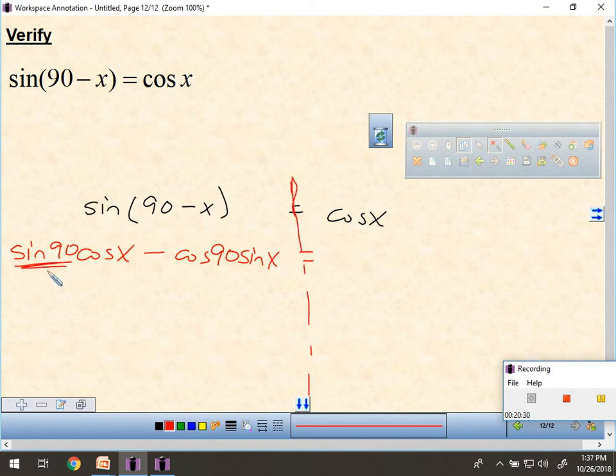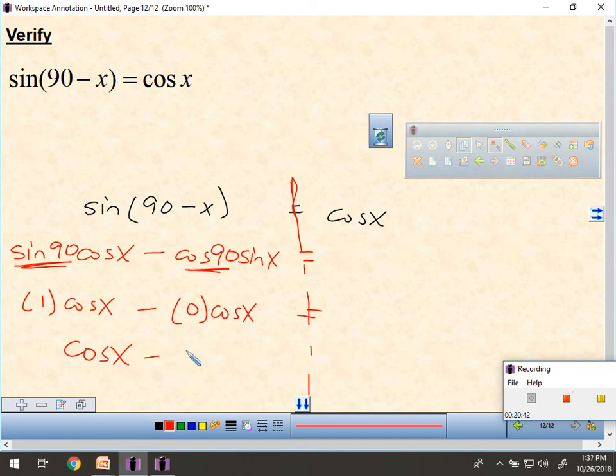Well, if you plug in sine of 90 in your calculator, it will give you 1. If you plug in cosine of 90 in your calculator, it'll give you 0. And so then 1 times cosine of x is cosine of x. 0 times cosine is 0. And so cosine of x minus 0 is cosine of x. And that was what I wanted to verify to begin with. So cosine of x is equal to cosine of x. So I verified that that is true and valid. So that works. That's perfect.